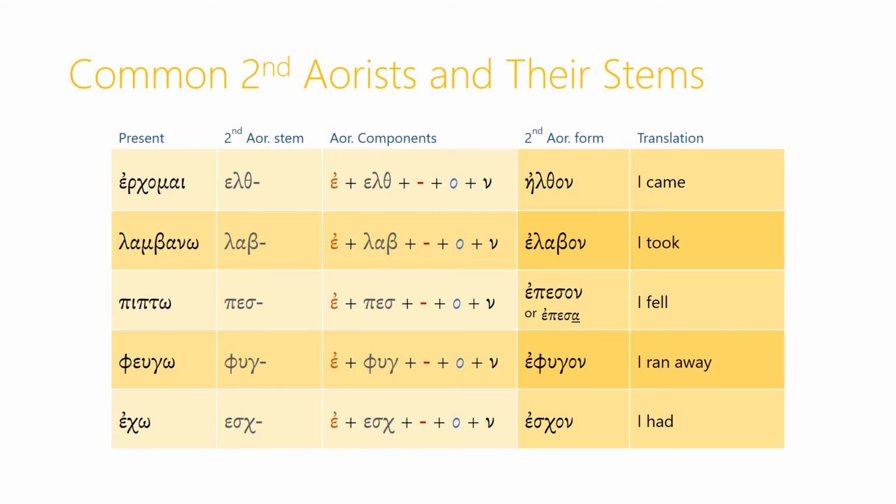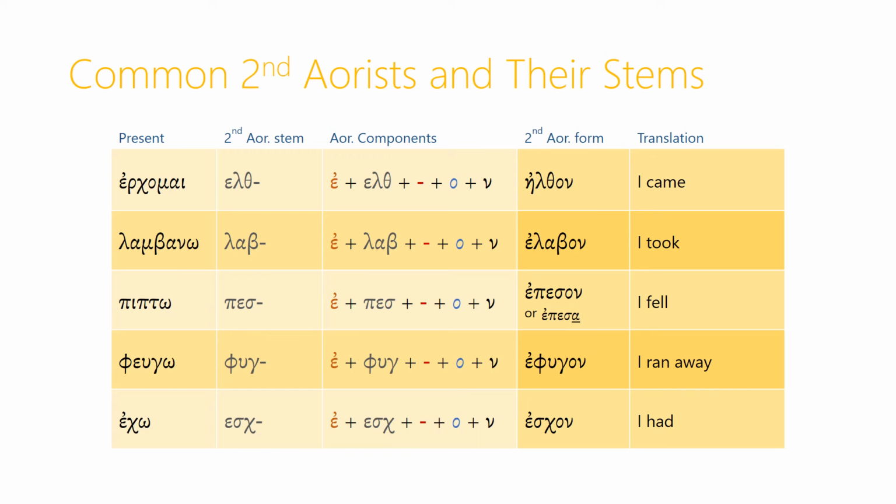Pipto has the second aorist stem pes, and generally the second aorist form then is epeson, although in the New Testament for some reason we can also have the first aorist alpha style endings added onto the second aorist stem for pipto, so it can be epeson or epesa, I fell.